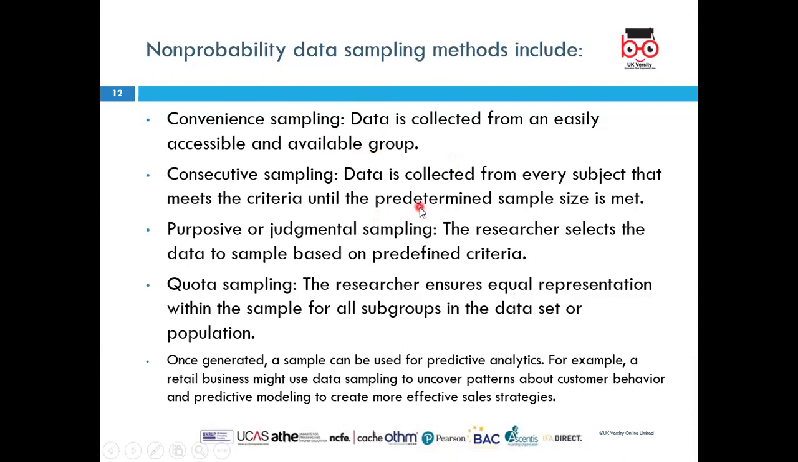Consecutive sampling is where data is collected from every subject that meets the criteria until a predetermined sample size is met. Then you have purposive or judgmental sampling. This is very, very biased. The researcher selects the data to sample based on predefined criteria. Then you have quota sampling. The researcher ensures equal representation within the sample for all subgroups in the data set or the population.